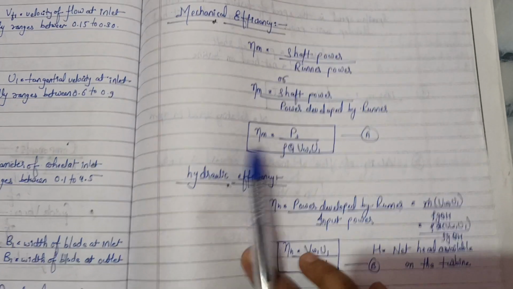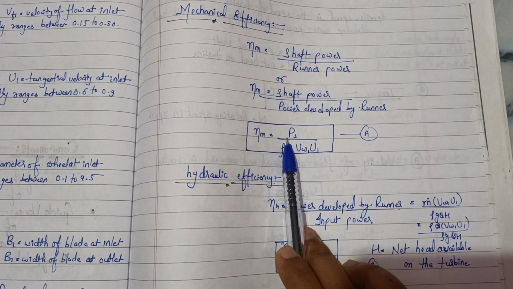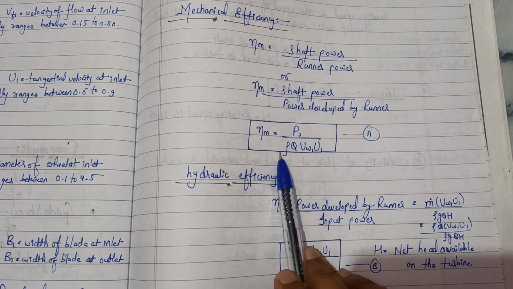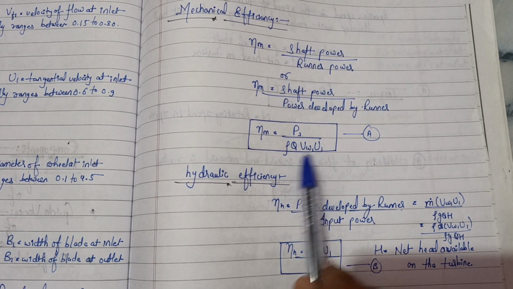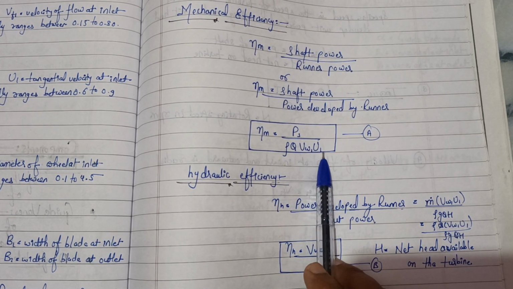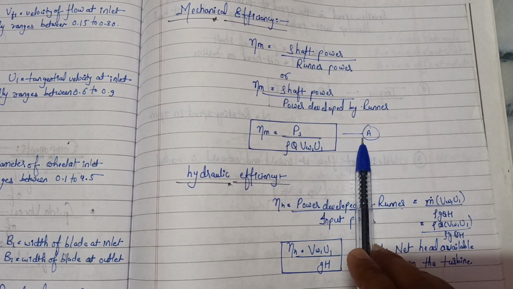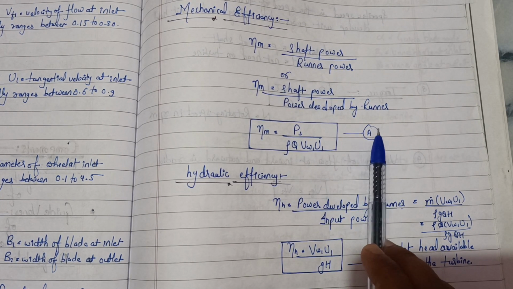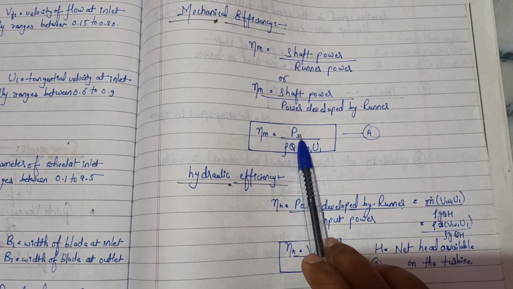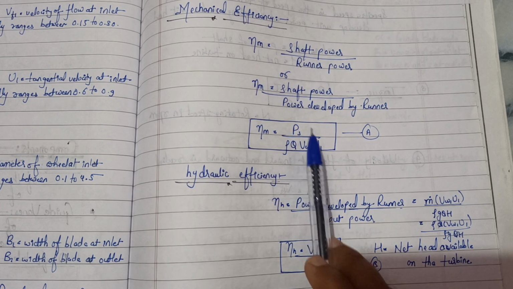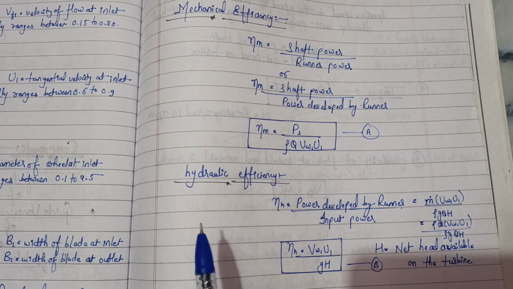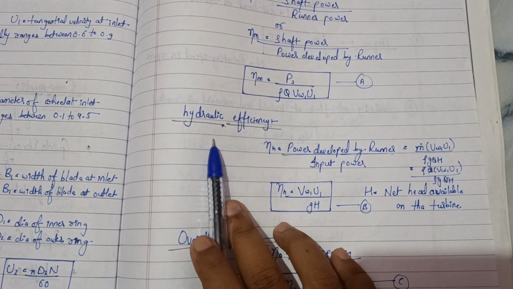Shaft power is denoted as PS, power of shaft. Then power developed by runner is written as rho Q Vw1 u1. Vw1 is the velocity of whirl at inlet, u1 is the tangential velocity at inlet. This formula is very important because from here you can find the value of shaft power, if all these terms are given in the question.